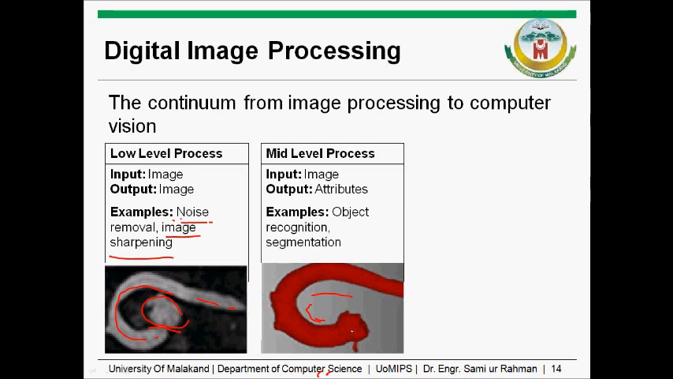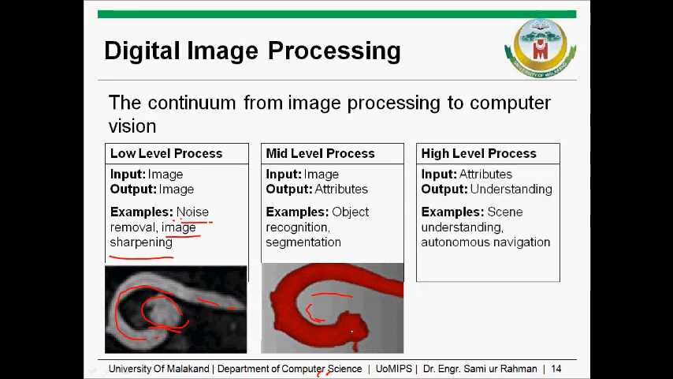So usually, segmentation is the identification of some object from multiple objects in an image. In this case the output is also an image, and it can also be some attributes. Now the third level: the input is attributes and the output is understanding.